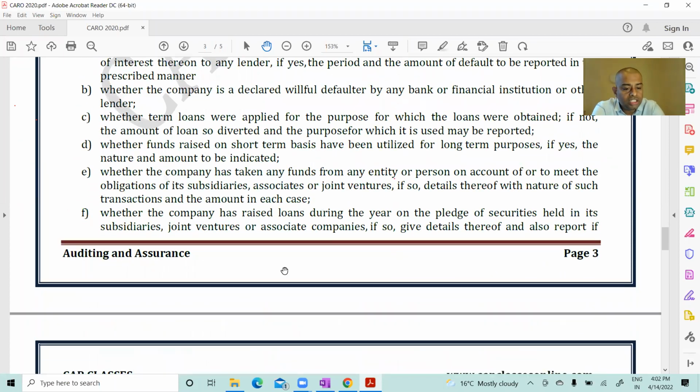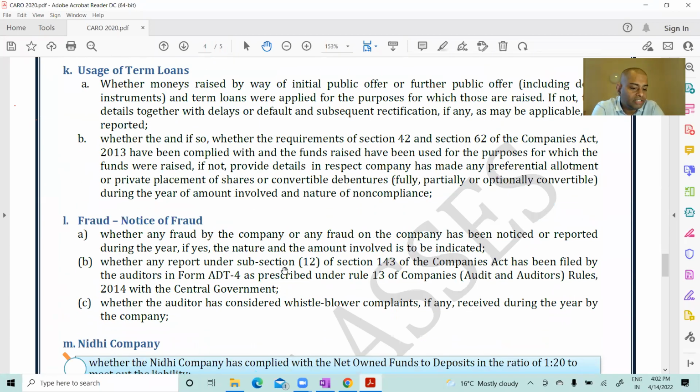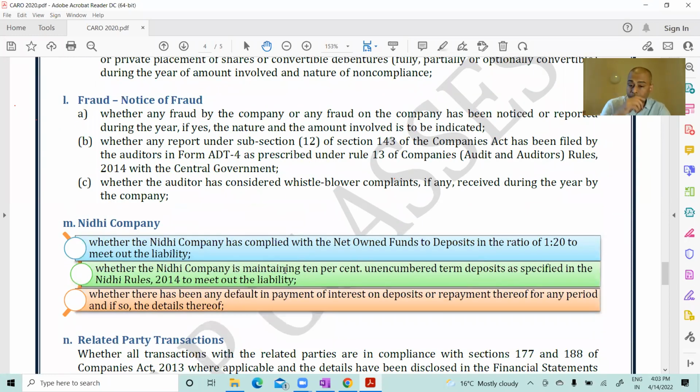Superb. So this repayment of loans is an old point, uses of term loans is an old point. Fraud is important, put a star mark. Guys, if you are a final student, this is much more important because this has a connection with your professional ethics.